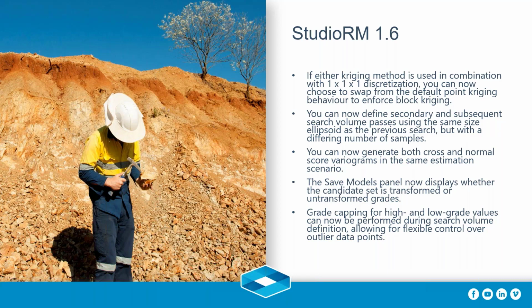You can save model panels. The Save Model panel now displays whether the candidate model set is transformed or untransformed. And there's an option to apply grade capping for high and low grade values, just to deal with outliers, which is also very handy. As you can see, our developers have been hard at work in improving this awesome tool, and they will continue to do so. Your suggestions and comments are very welcome and will help us to further improve this tool.